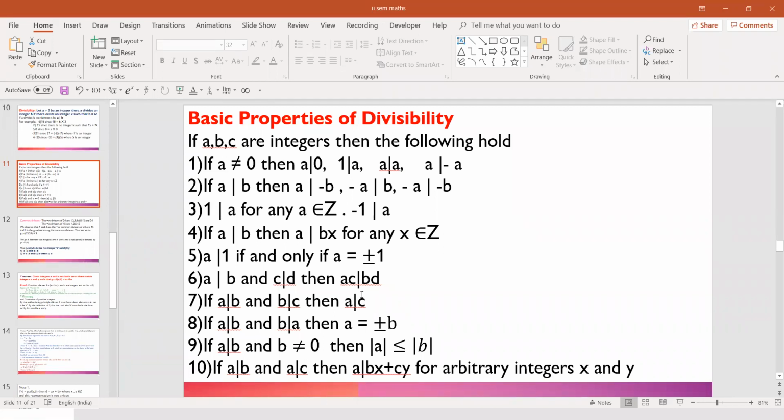Here is the transitive property. So this property I am using in a theorem. If b is not equal to 0, then modulus of a is less than or equal to modulus of b. And this last property: if a divides b, a divides c, then a divides this expression, where x and y are integers.